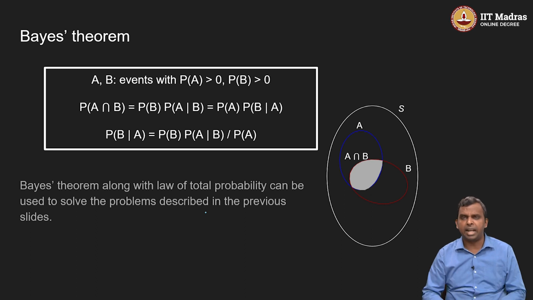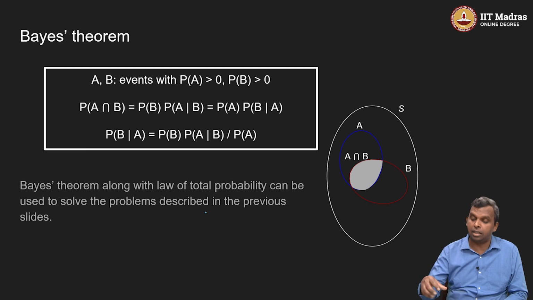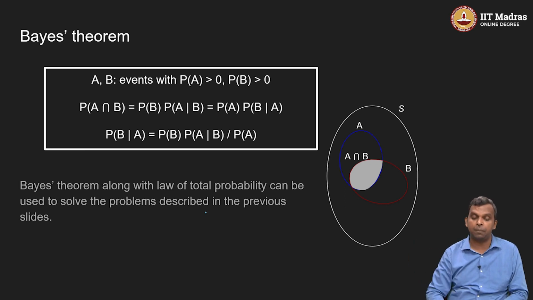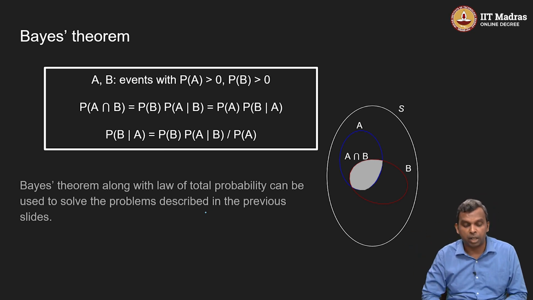It's easy enough to state. I've just drawn a picture here to highlight what is going on. There's a sample space here, with two events A and B, and there's an intersection A intersect B. We'll assume P of A is positive and P of B is positive. This is given to you.